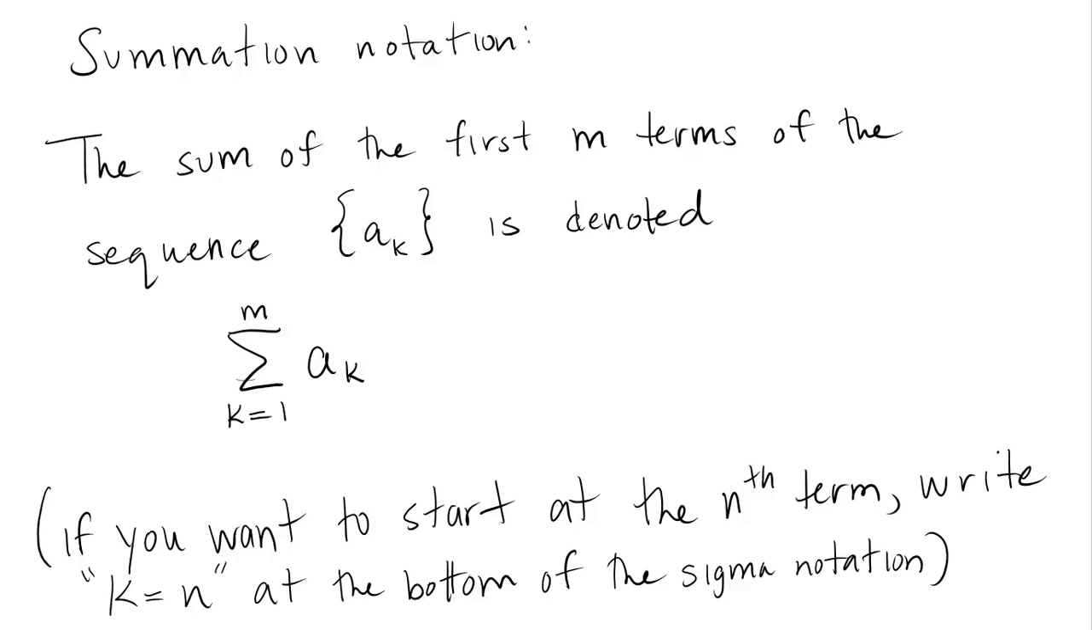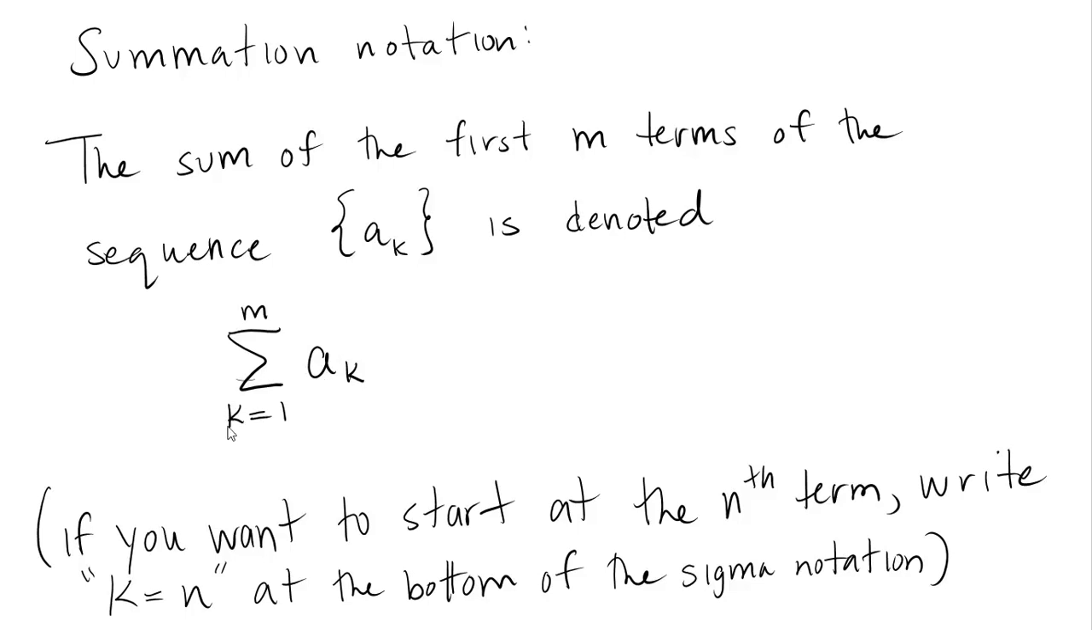More to the point, the sum of the first m terms of the sequence a sub k is denoted in the following way. We use the Greek letter sigma. This is the uppercase version of the Greek letter sigma here. This funky looking E, that's an uppercase sigma. That's the notation that says we're going to add up a bunch of things. Next to that, you put the formula for the sequence. You don't trap the sequence in the curly braces. You just put that formula off to the side.